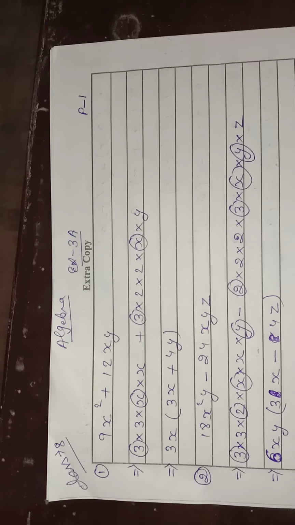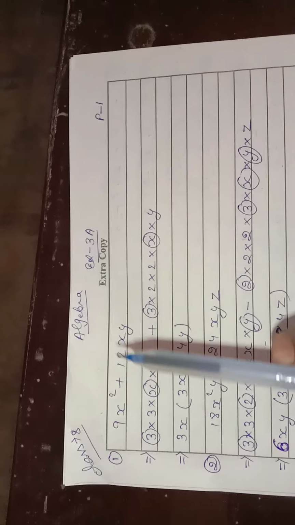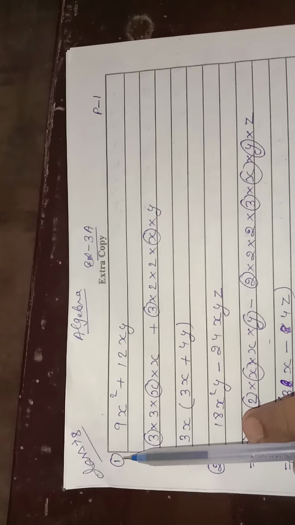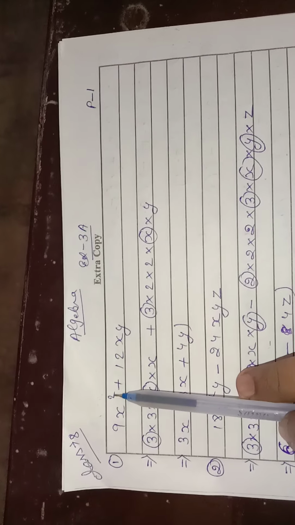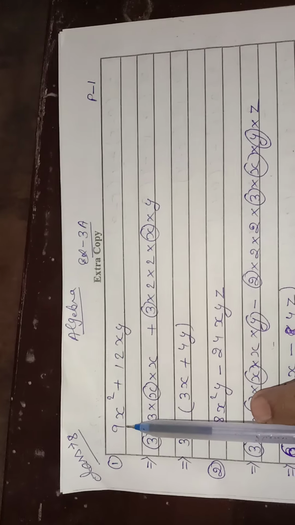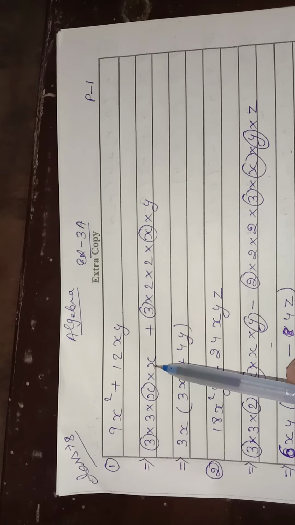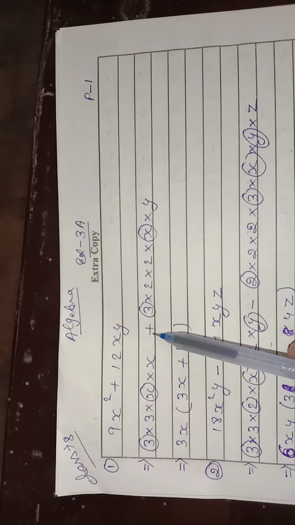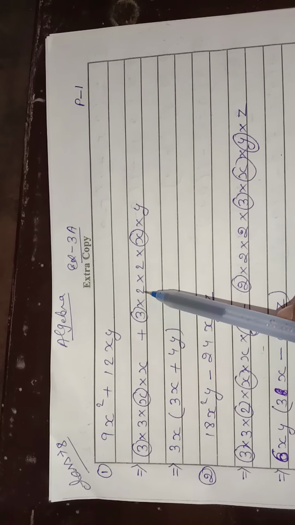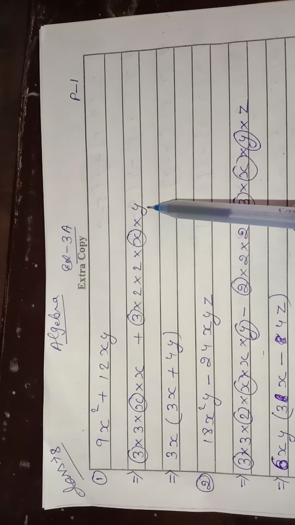Class 8 Algebra Exercise 3A. Factorize. First number: 9x square plus 12xy. So we have to factorize it. 9, 3 3 is a 9. X square means x into x. Plus 12, 3 2 is a 6, 2 is a 12. xy means x into y.